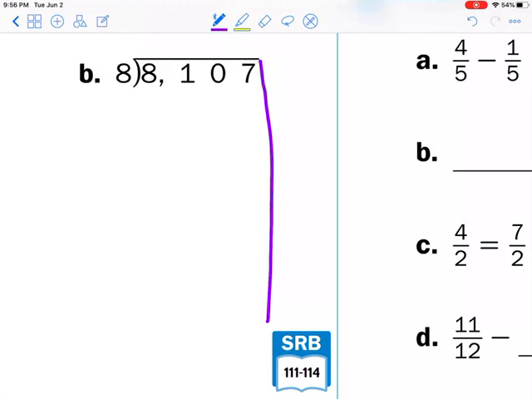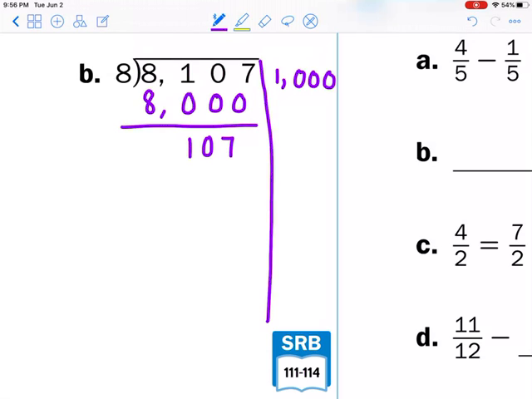Okay, this next one we're going to do partial quotient, so I'm going to draw my line on the side. Now, what is a multiple of 8 that will get me close to 8,107? Well, I know that 8 times 1,000 will give me 8,000. So that's pretty close. And I'm left with 107. And I can do 8 times 10 gives me 80. And if I subtract 107 minus 80, I get 27.